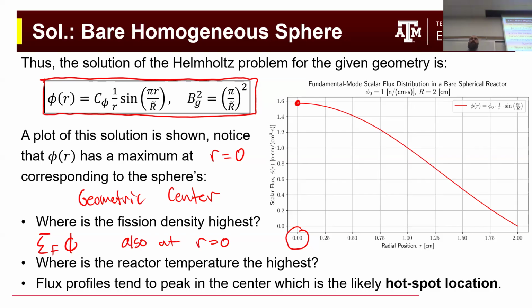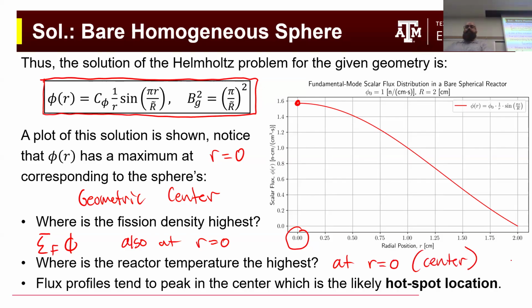And then the fission density, that's where my energy is coming from, right? From all of these fission reactions. And so if I have the highest fission density at the center, that's also where I'm going to have the highest temperature. My highest temperatures are also going to be at r equals 0, at the center.